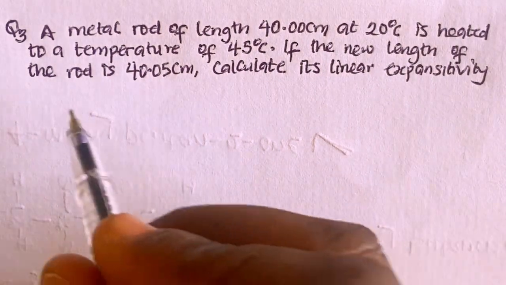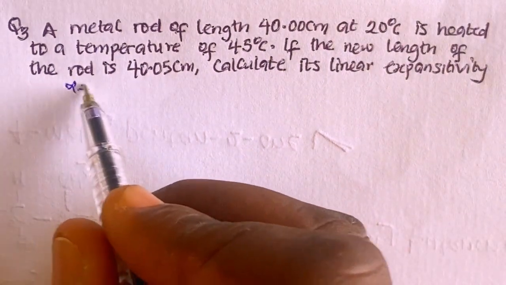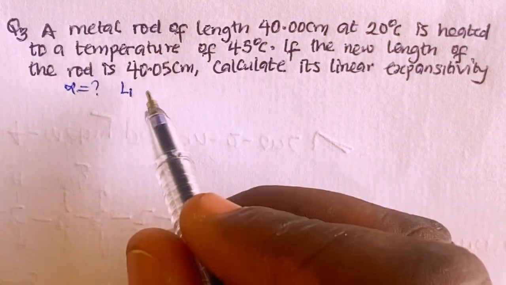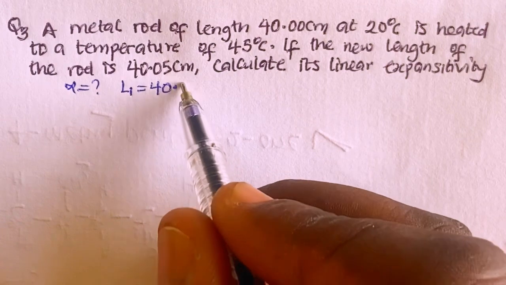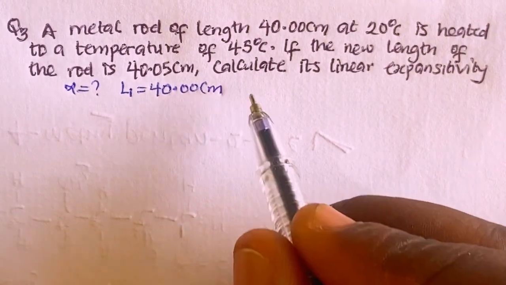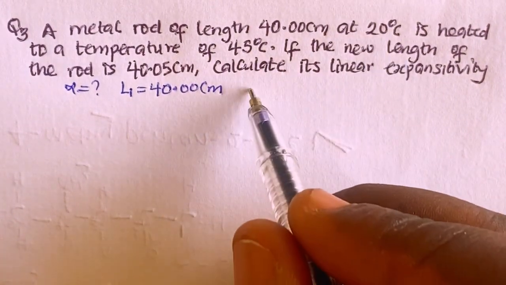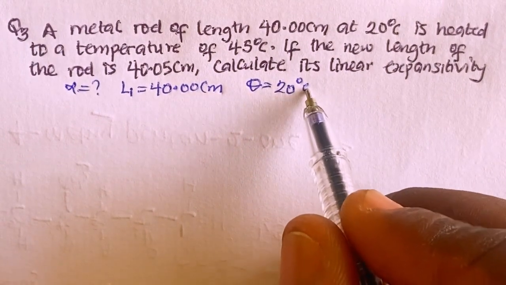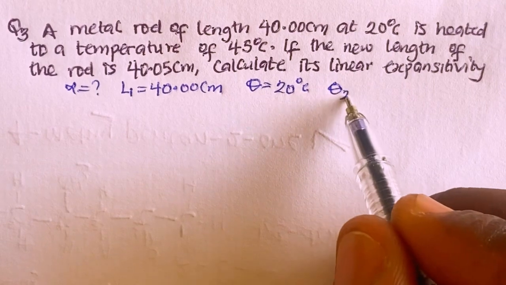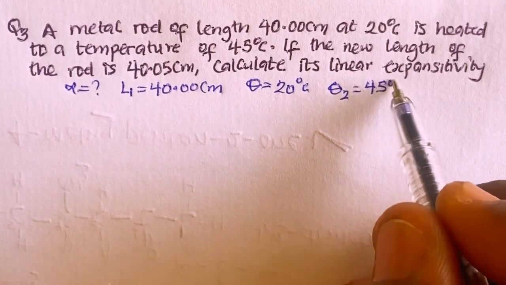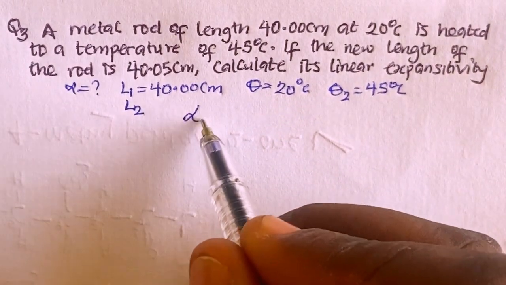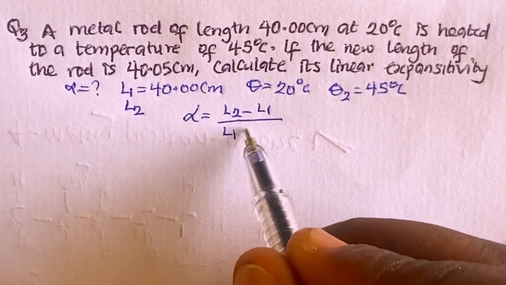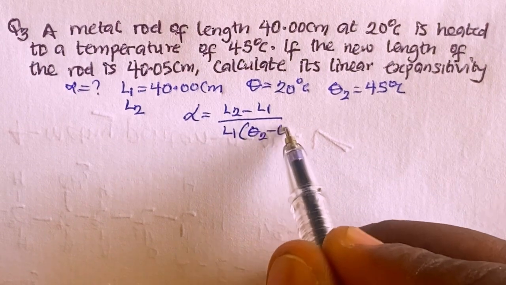Next question: calculate its expansivity. In this case, we are asked to calculate the linear expansivity. Given a metal rod of length 40.00 centimeter at 20 degrees Celsius, which is our theta 1, heated to a temperature theta 2, which is 45 degrees Celsius. You can recall alpha equals L2 minus L1 divided by L1 into bracket theta 2 minus theta 1.